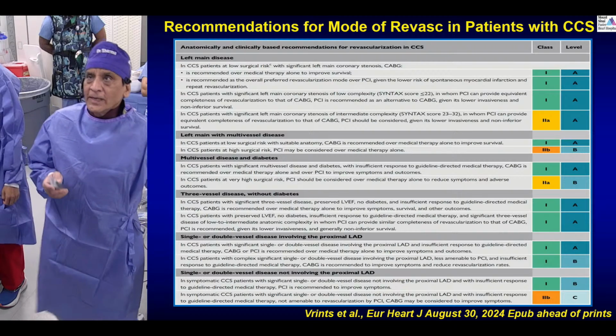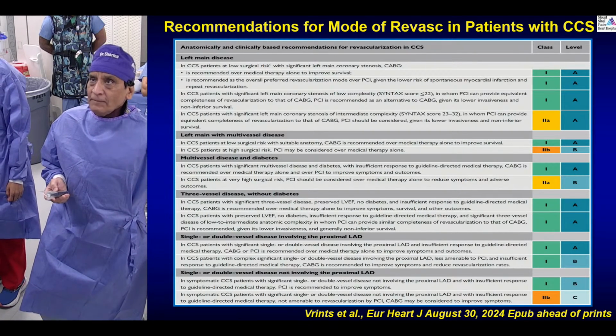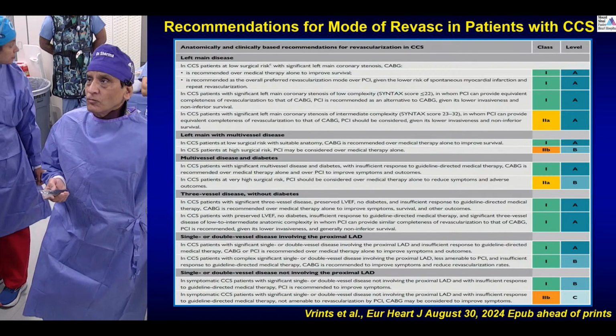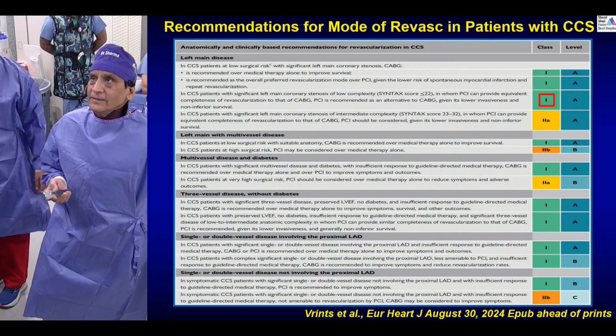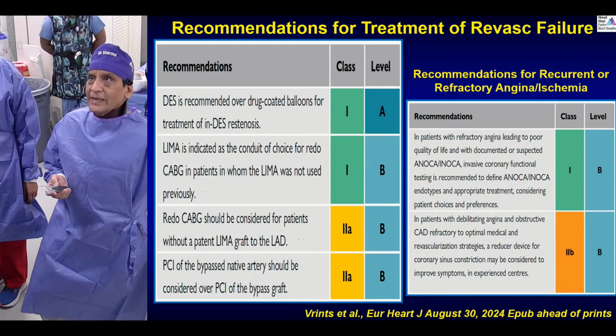So very, very important. And then of course, for patients with high surgical risk, PCI can be considered over medical therapy, which is a 2B. So a lot of changes, and I think these are very important guidelines for us.